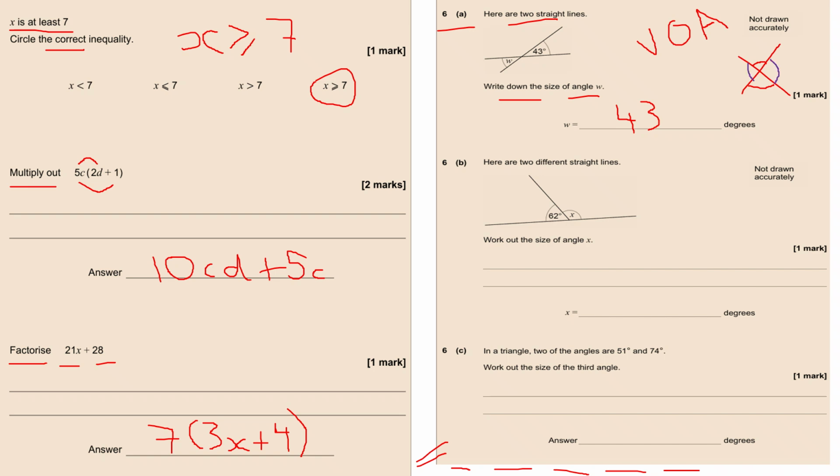Part B. Here are two different straight lines. Work out the size of angle X. Well, we know, or we should know, that angles on a straight line add to make 180. So to work out X, I'm going to do 180 minus 62.